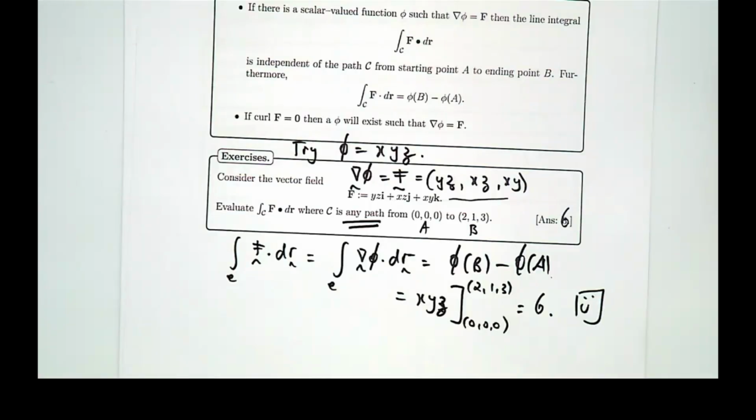Will you see something like this in your lab test? Maybe. I'll have to check the questions. How do you know if the phi doesn't exist? Yeah, so for irrotational fields, it's a sufficient condition. It's sufficient, I don't think it's necessary. So if the vector field's irrotational, then you definitely know that there's a phi that exists. That's the sort of connection here. If the curl is not 0, you don't know. Maybe it exists, maybe it doesn't.